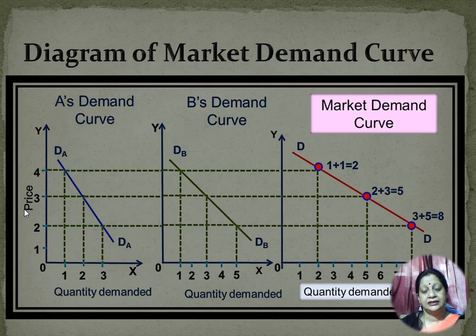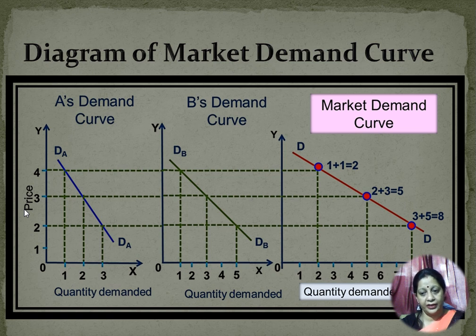So this is the diagram of the market demand curve. First we have made the A demand curve, then we have made the B demand curve, and when we have added the A and B demand, whatever the final is, 9, 7, 5 and 3, this is the final market demand. So this is known as the market demand curve.